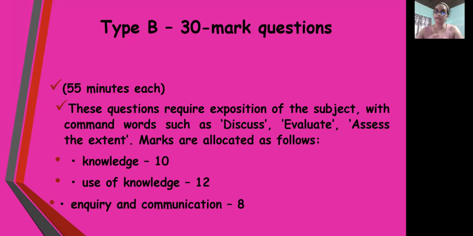The second one is Type B questions, which are 30 marks questions. You have 55 minutes to complete one of those questions. Okay, and these questions require exposition of the subject with command words such as "discuss" and "evaluate" and "assess the extent to." And marks are allocated as follows: knowledge 10, use of knowledge 12, and inquiry and communication 8. And basically, the questions for 30 marks are asking you.